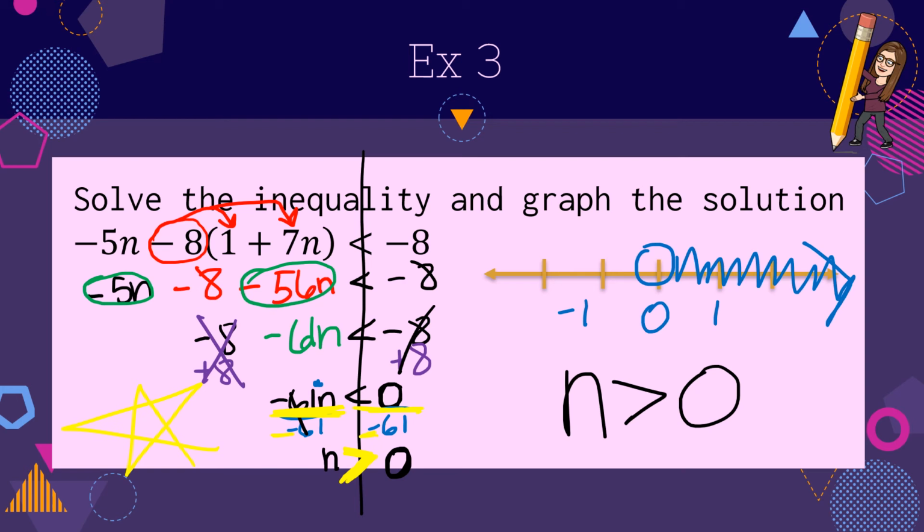And again, the whole point of this means that 0.5, 1, 1.5, 2, 7, 8, 100, 1 million, all the numbers to the right are solutions to that inequality. Meaning if I substitute them in for n, they'll work. They'll make it true. They'll make it a good inequality.